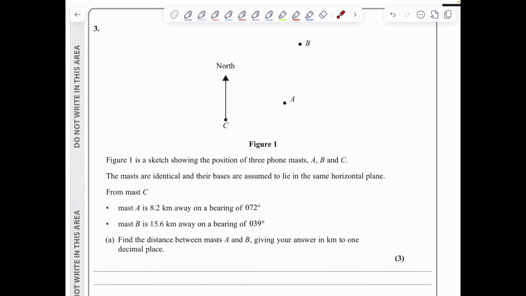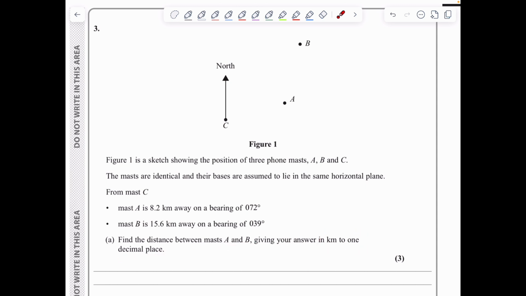In question 3, we've got a sketch showing the position of 3 phone masts, that's A, B, and C. They are identical and their bases are assumed to lie in the same horizontal plane. Now mast A is 8.2 kilometers from C on a bearing of 072, and mast B is 15.6 kilometers from C on a bearing of 039, and we need to work out the distance between A and B, giving our answer in kilometers to 1 decimal place.